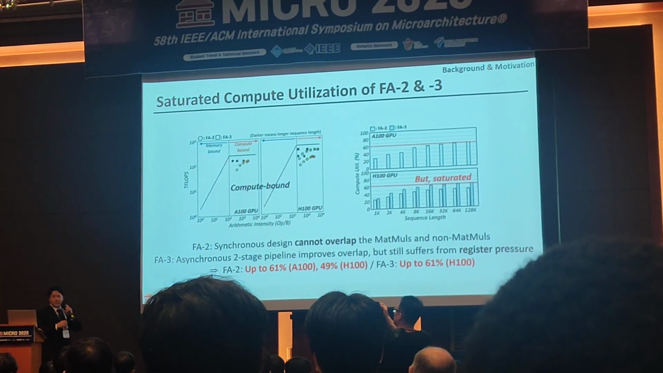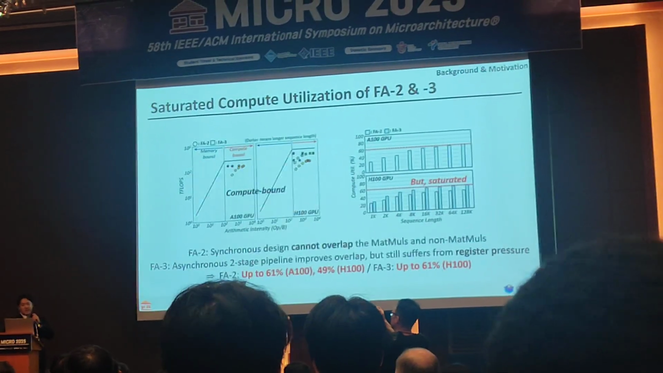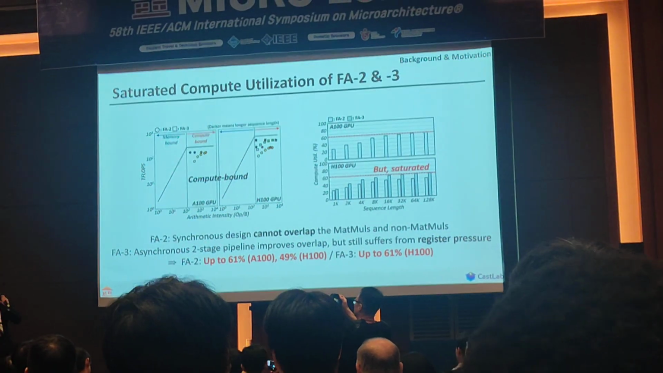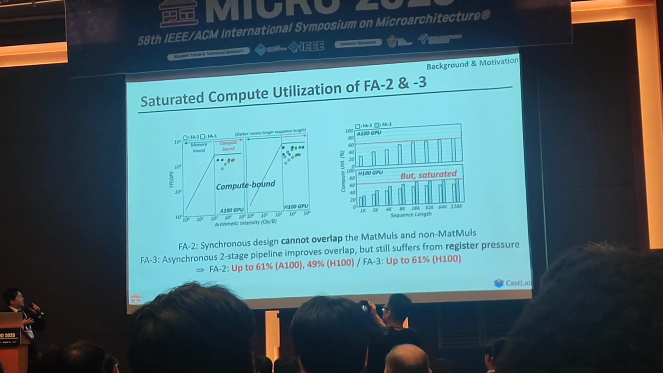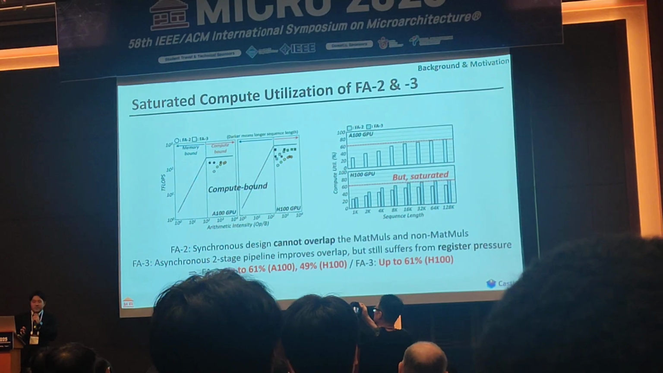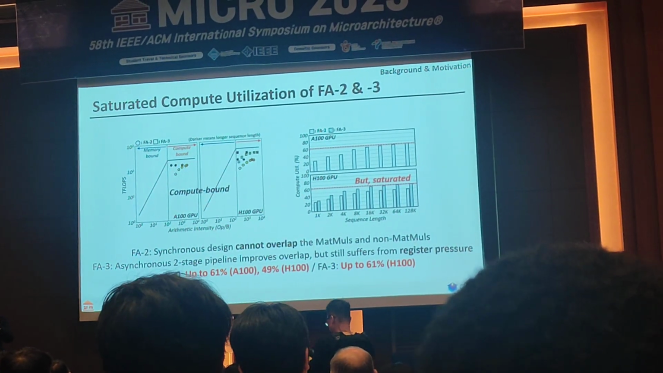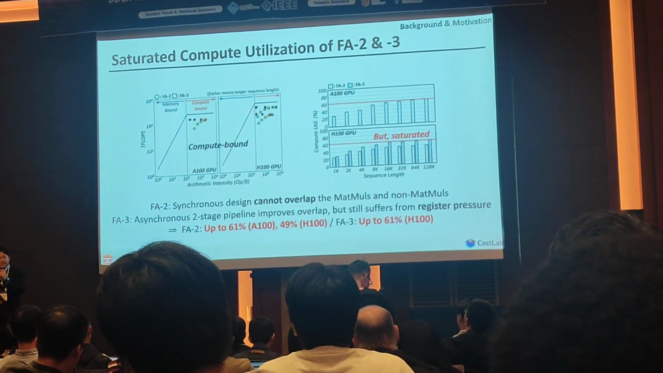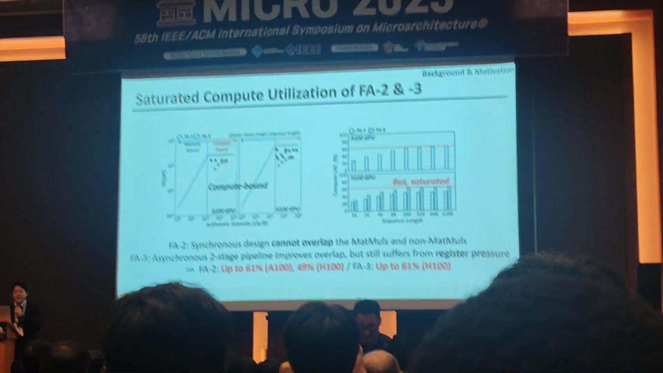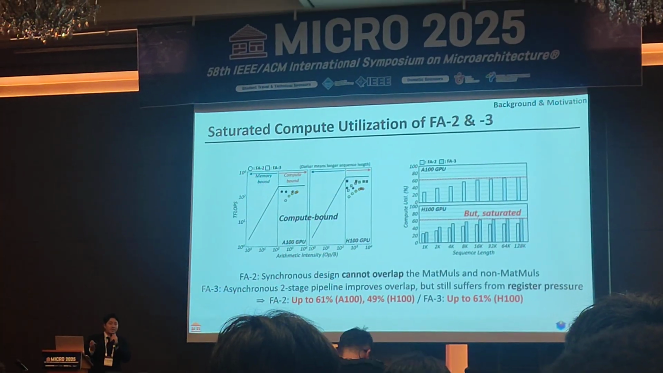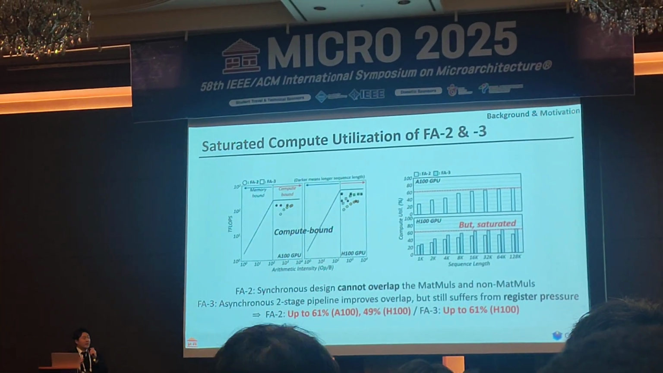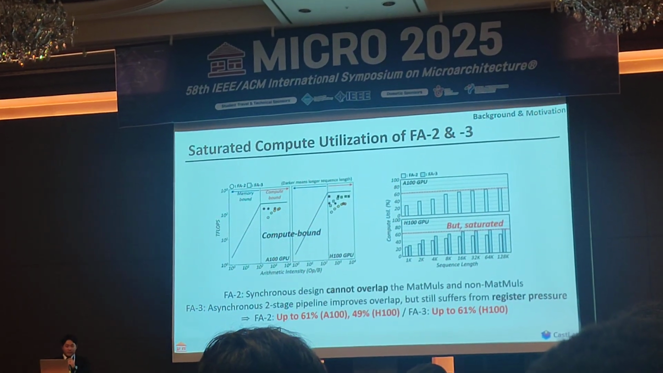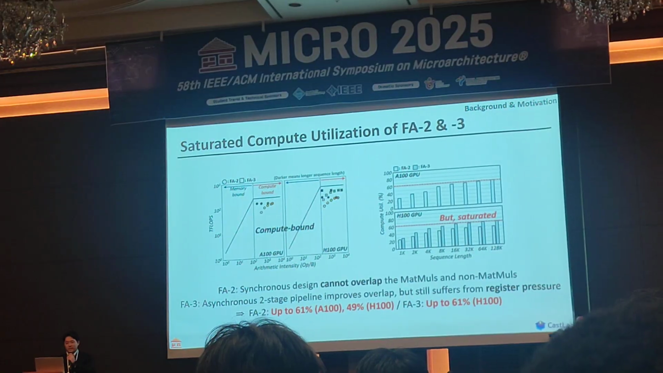Although Flash Attention 2 and 3 achieve higher arithmetic density, they are still underutilized even after GPU optimization. As the sequence length increases, both A100 and H100 GPUs are saturated at 61%, showing that software-only fusion cannot reach high utilization. The reason is that Flash Attention 2 is a synchronous design, and Flash Attention 3 still suffers from register pressure due to the large intermediate data despite its asynchronous two-stage pipeline. Therefore, we need a new dataflow that enables true fine-grained pipelining, not just fusion.